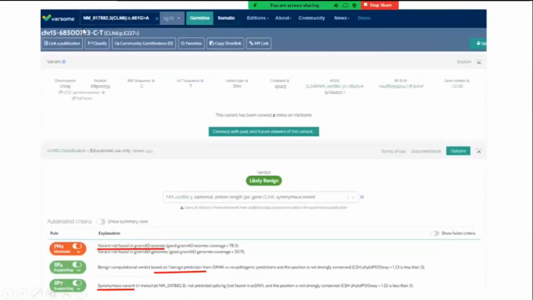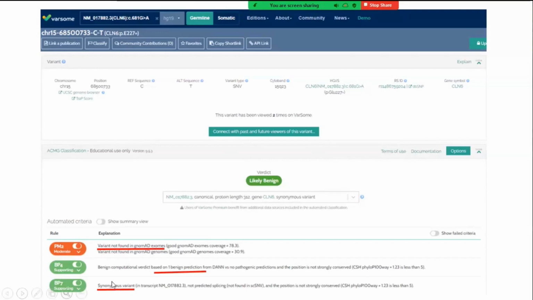Now let us see another variant here. So this variant is again a stop codon variant. You can see. Okay. No, not stop codon. This is not a star. It's a synonymous variant. Okay. So synonymous variant, we should have said directly benign, but it's not benign. It's likely benign. Why is it? So this variant is not present in the normal population.